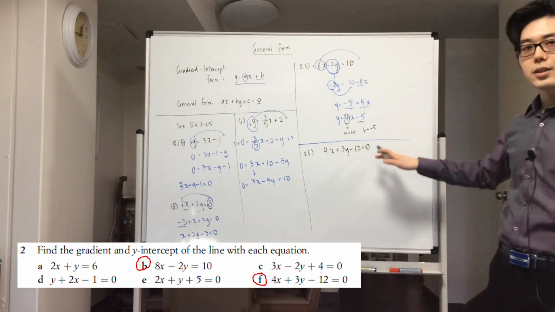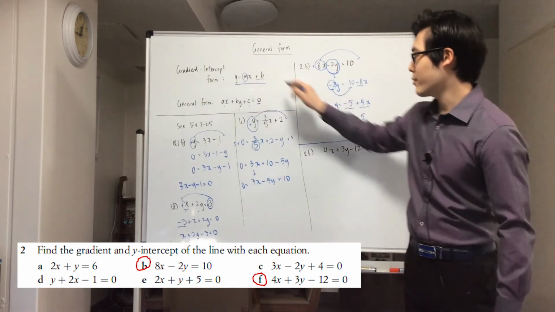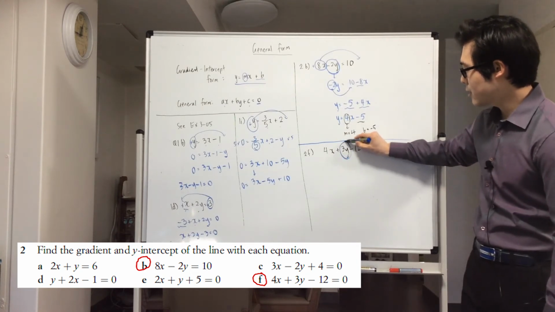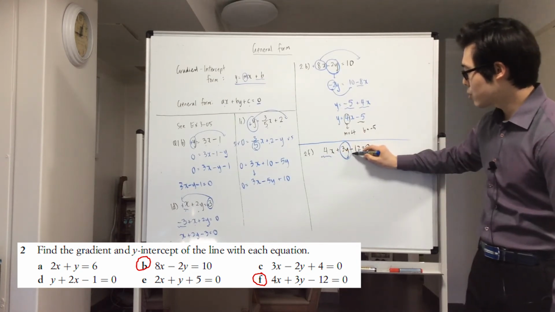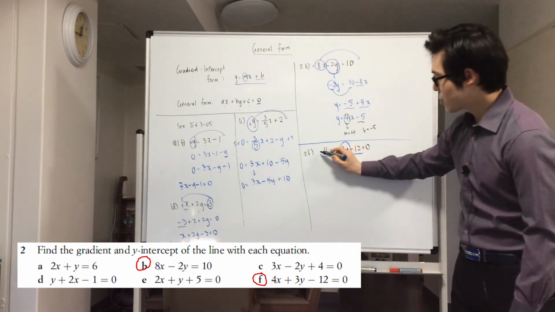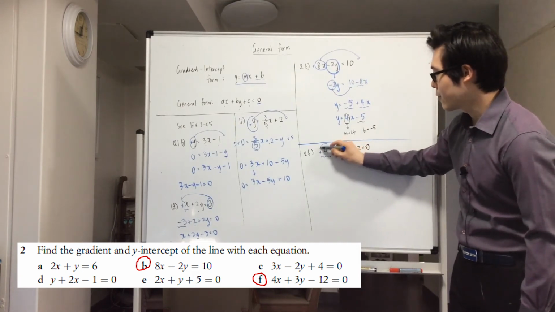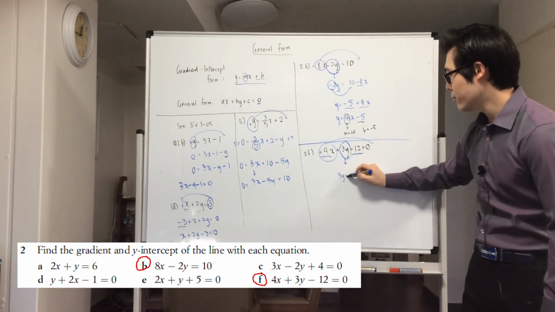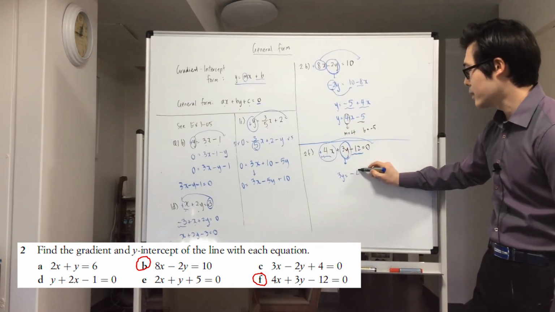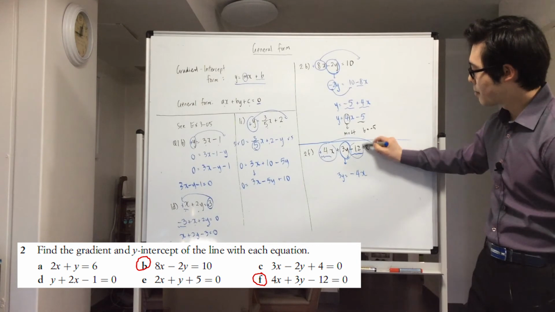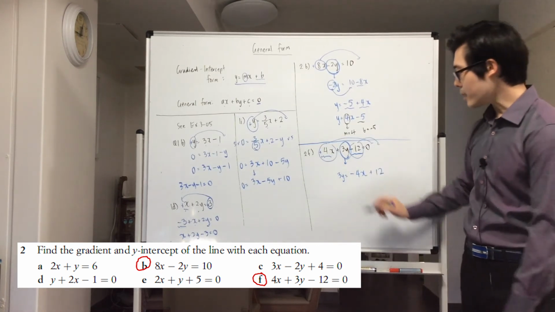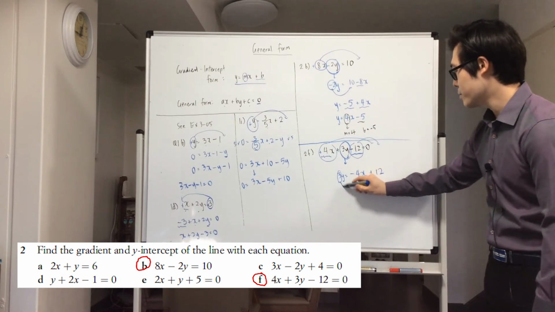So once again, it's in general form. Let's change it back into gradient intercept form. So I need to make, once again, y the subject. So if I want this by itself, I need to bring these two terms to the other side. So remember, this is a plus 4x right now. If I bring that to the other side, so that leaves 3y by itself. Bringing that to the other side becomes minus 4x. Bringing the minus 12 to the other side becomes plus 12. Okay. Finally, divide both of these terms by 3.